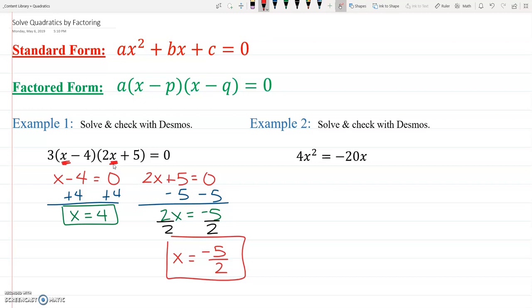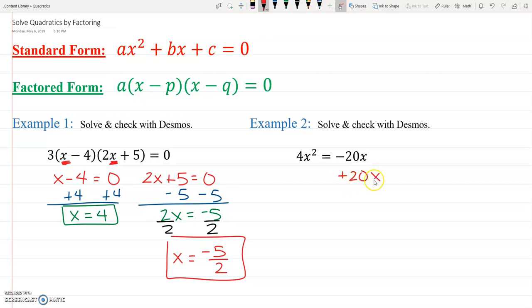Okay. Let's keep going. Example 2. Is example 2 in factored form? Obviously not, right? So I'm not ready to set my factors equal to 0 yet. Is it in standard form? No. We need our x squared, our x, and our constant all on one side, and then we need it equal to 0. Okay, no problem.